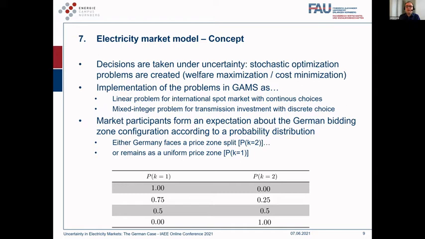And as I said, the market participants do form an expectation about the German bidding zone configuration. And they do this according to a probability distribution, which means we're looking at different levels of probability. So we have two outcomes. Either Germany faces this price zone split that we're talking about, which I called P of K equals 2, so there are two price zones, or it remains a uniform price zone with the probability of K equals 1. We're looking at these different levels of probability here. First of all, 100% certainty that there is no price zone split; 100% certainty that there is a price zone split; and something in between: 50-50, and also 75% for uniform pricing and 25% for a price zone split. Those are the levels of uncertainty, or probabilities, that are incorporated.